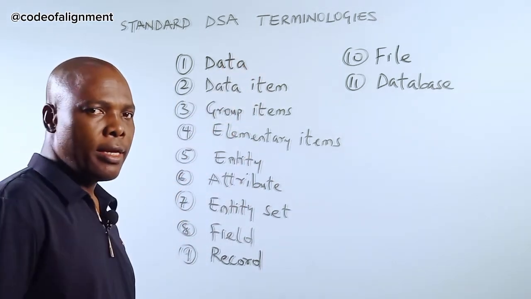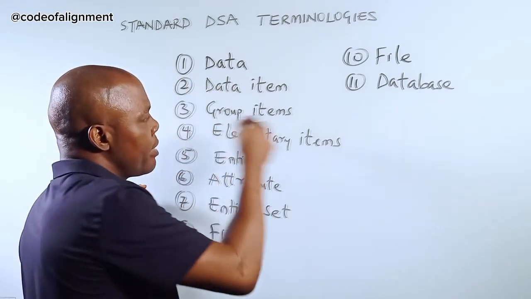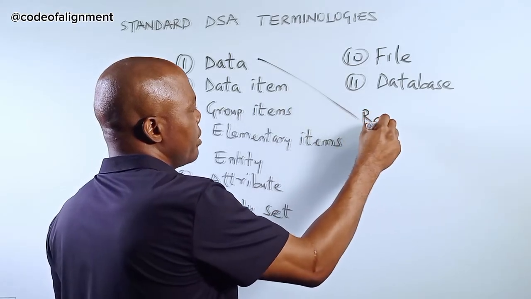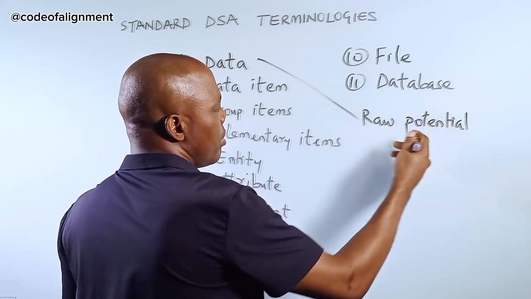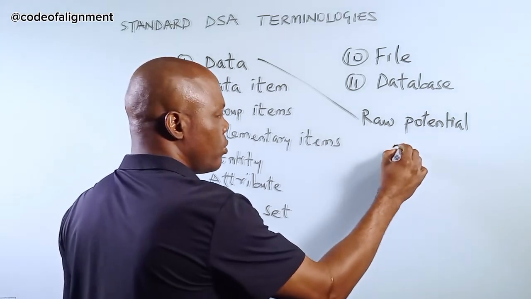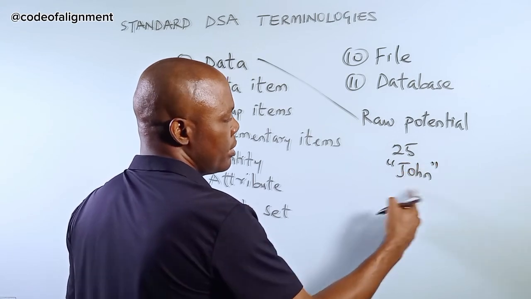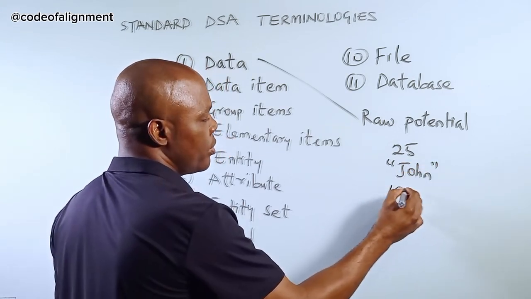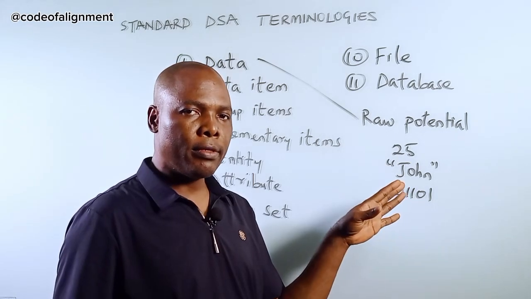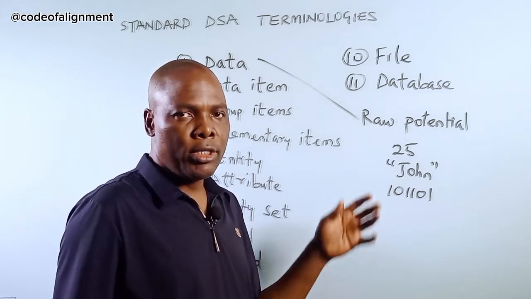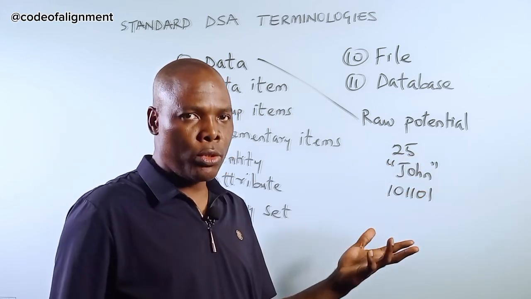So what is data? These are raw potentials or raw existence. So when you say 25, this is data. When you say John, this is data. When you say 101101, this is data. Now, data in itself does not have any meaning. It just exists. So when you look at this 25, what does it mean? We don't know. What does John mean? We don't know.